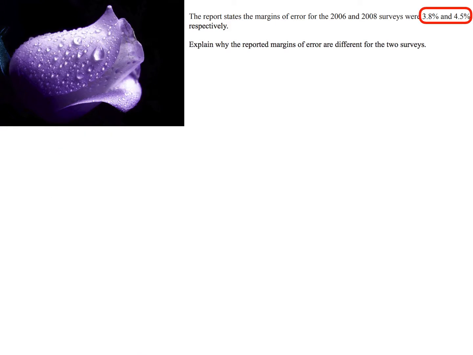So we've got these two percentages and we need to think, well, why are they different? Let's think about what rule of thumb we're using. The rule of thumb we're using is 1 over the square root of n. So if my margin of error is smaller, does that mean my sample size is also smaller, or does it mean my sample size is bigger?